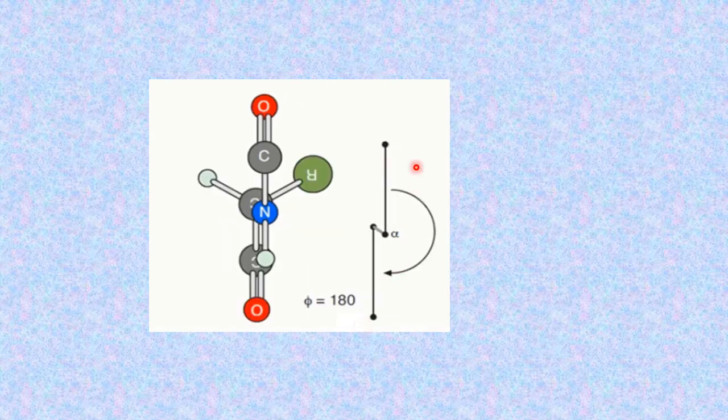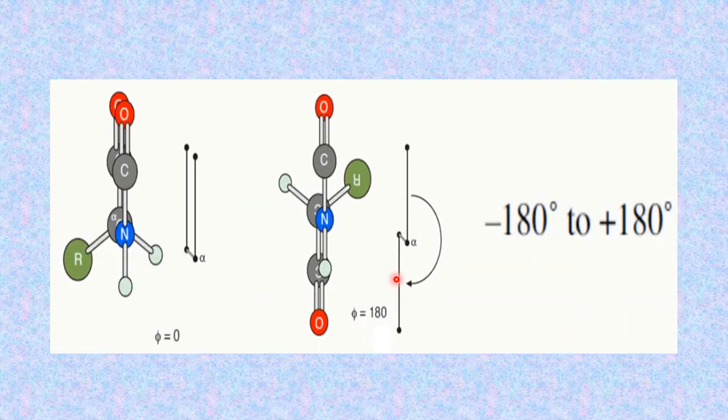Now similar is the case with the phi angle. Here also its value may range from 0 degree to 180 degree in both clockwise direction and anti-clockwise direction. So here also we have the range of rotation from minus 180 degree to plus 180 degree.